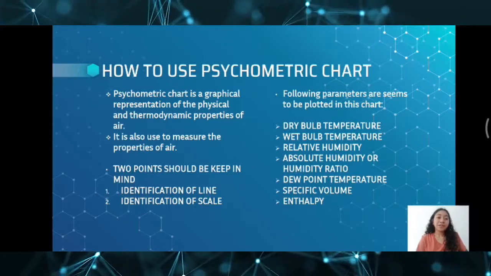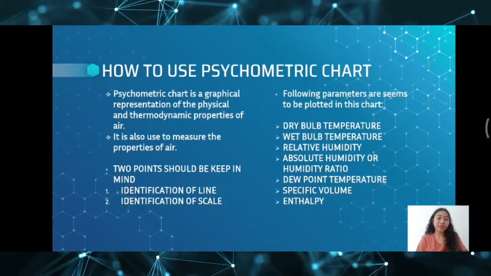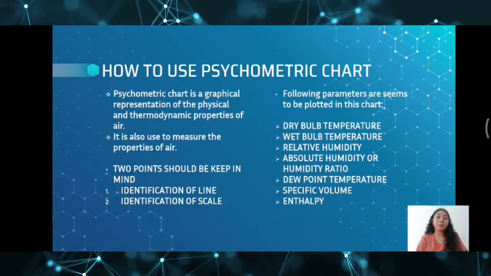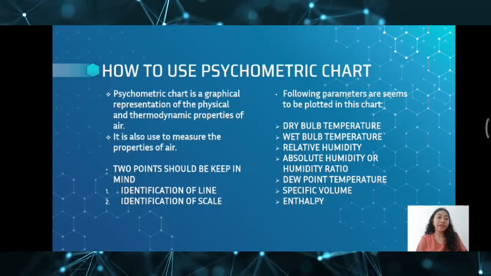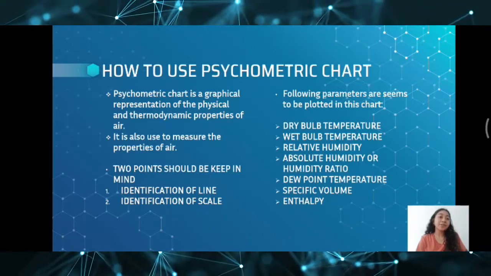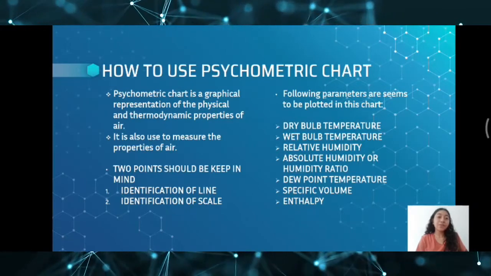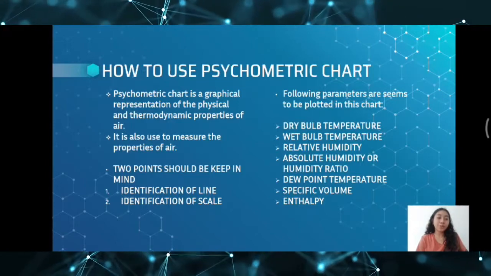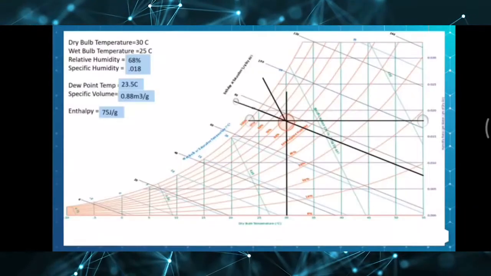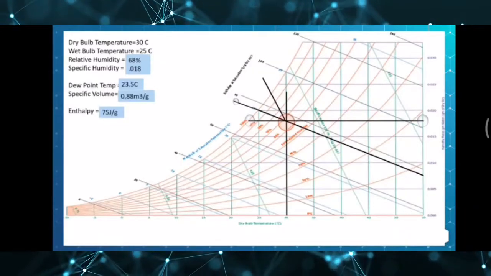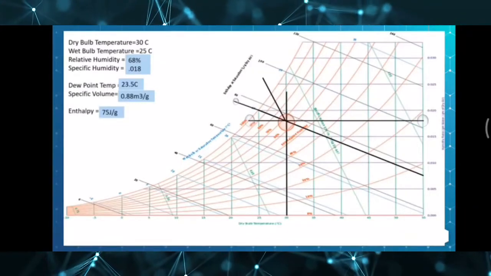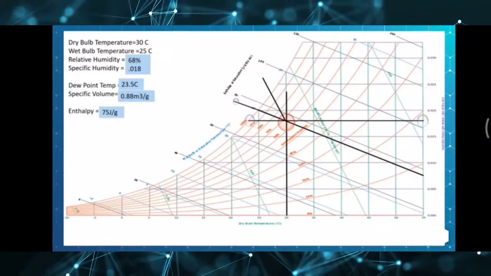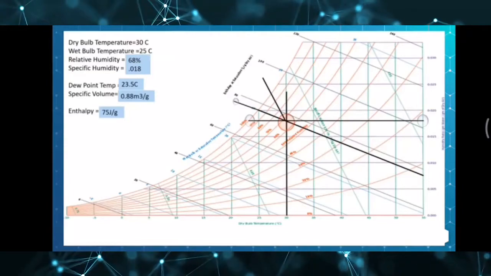The following parameters are plotted in this chart. First, dry bulb temperature. Second, wet bulb temperature. Third, relative humidity. Fourth, absolute humidity or humidity ratio. Fifth, dew point temperature. Sixth, specific volume. And lastly, enthalpy. In order to use the psychrometric chart, we must have 2 parameters. If we have 2 parameters, by the intersection of the 2 parameters, we can find out all other parameters.